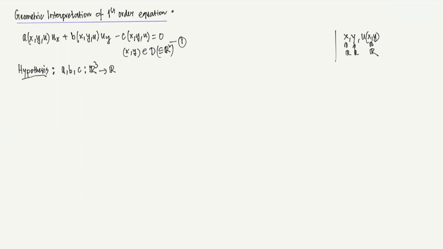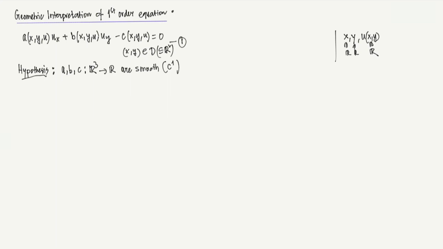That's the unknown. So essentially A, B and C are functions from R3 to R, and we are going to assume that they are smooth. What do I mean by smooth? I mean at least C1. So basically all the partial derivatives of A, B and C exist and they are continuous. Clear? Okay.